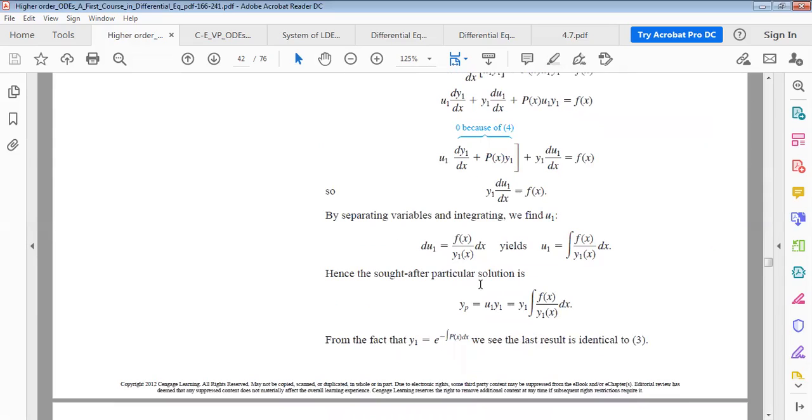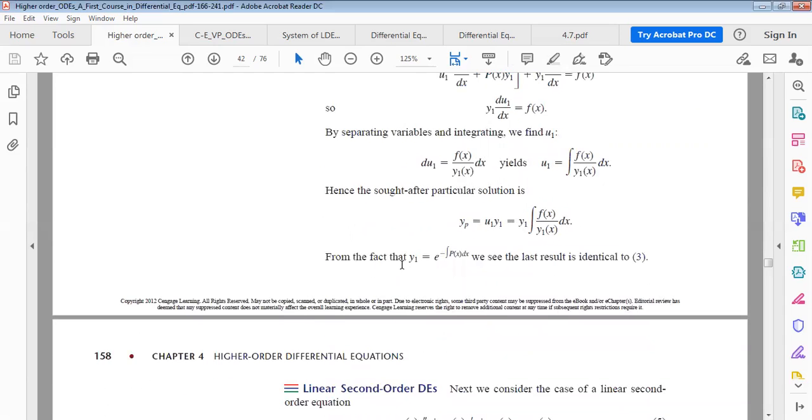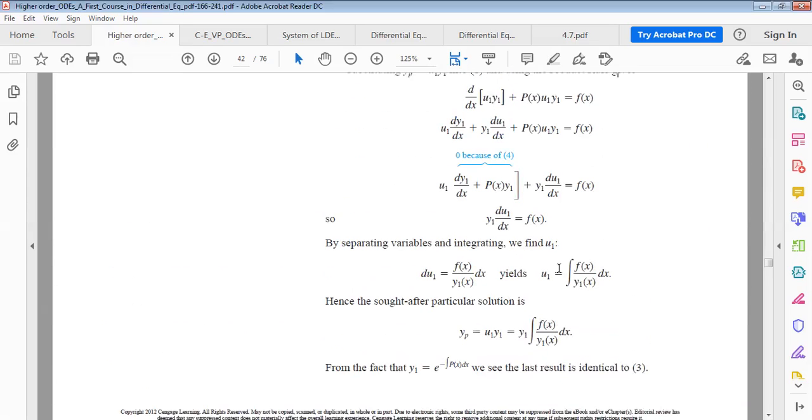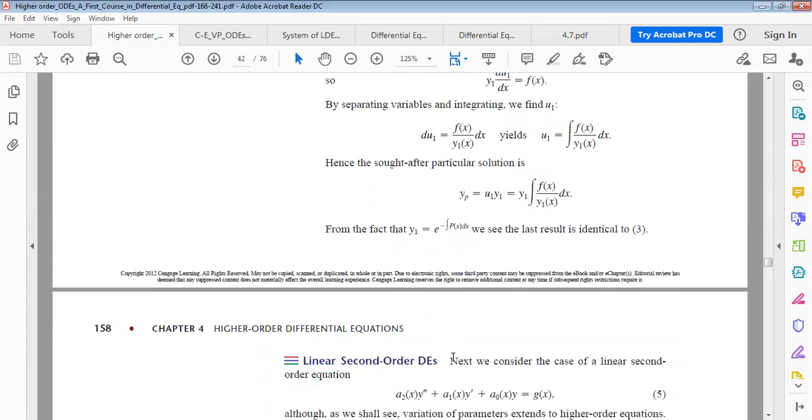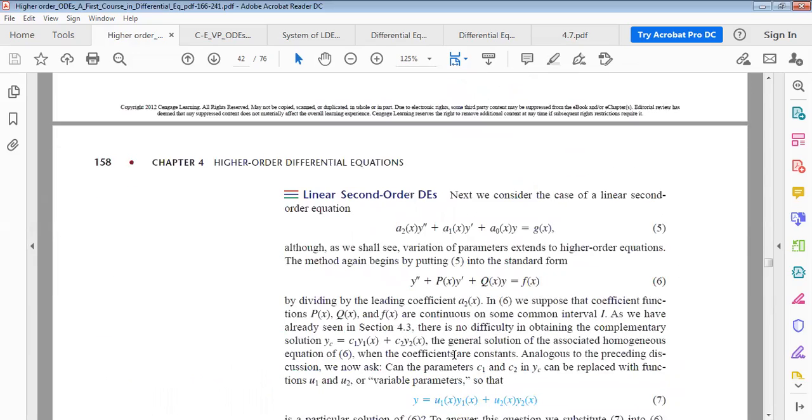And hence the sought after particular solution will be yp equals u1 y1, which is this integration. So the particular solution can be written as y1 times the integral of f(x) divided by y1(x). From the fact that y1 equals e to the power minus the integral of p(x) dx, we see that the last result is identical to 3. This is actually 3, just replacing with this. So this method is actually called the variation of parameters method.